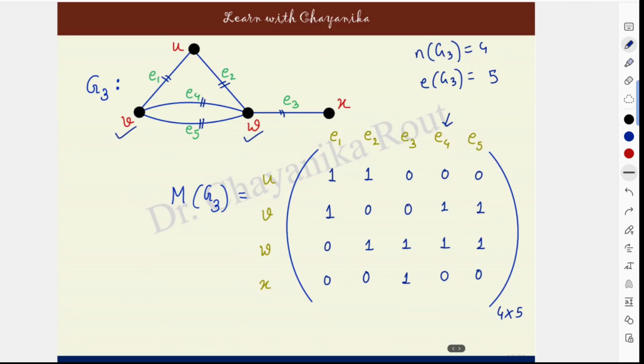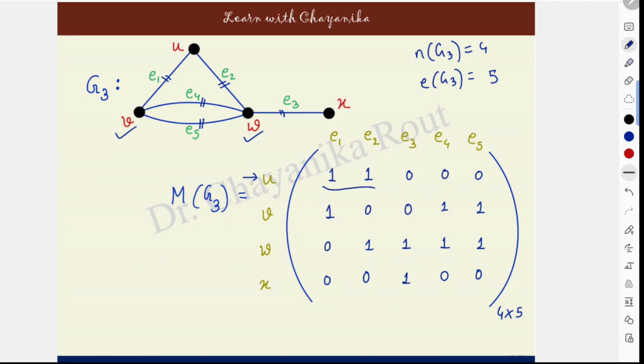Now just like the adjacency matrix, there are some properties that you can check to confirm whether your incidence matrix is constructed perfectly or not. Here you can see every row corresponds to a vertex in the graph and every column corresponds to an edge in the graph. For example, here the first row corresponds to the vertex u.